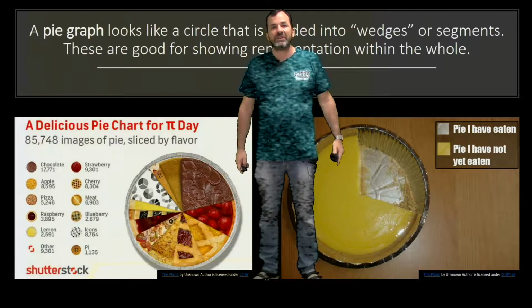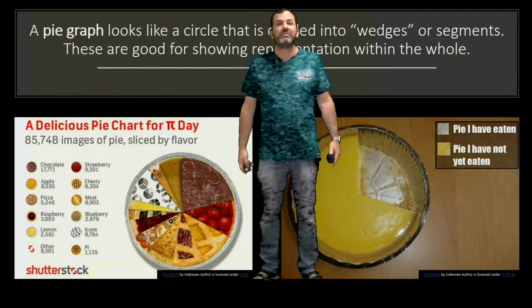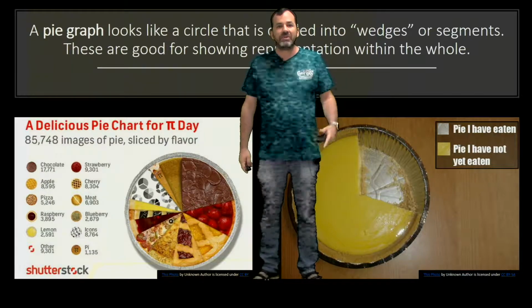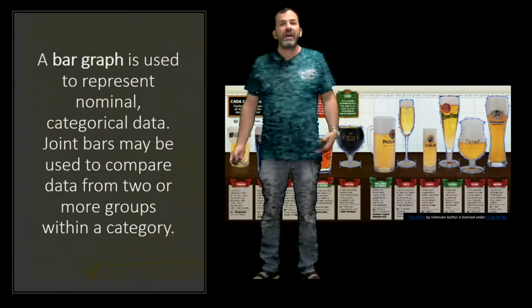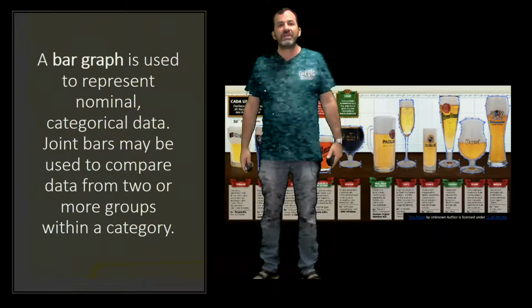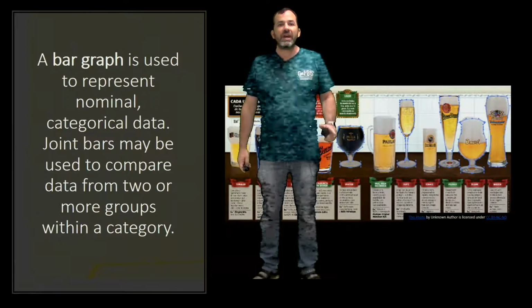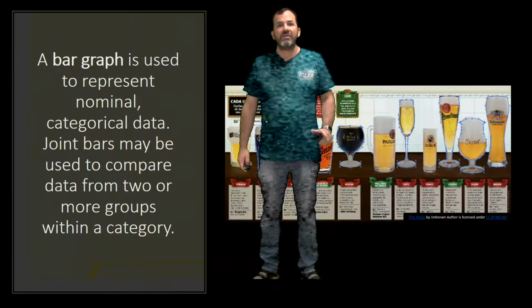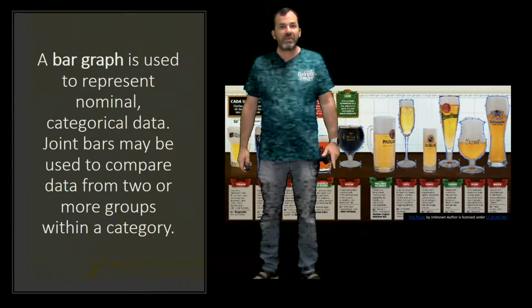A pie graph looks like a circle that is divided into wedges or segments. These are good for showing representation within the whole. A bar graph is used to represent nominal categorical data. Joint bars may be used to compare data from two or more groups within a category.